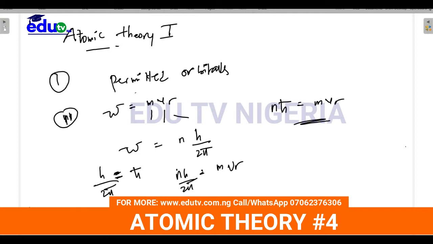In this theory, an electron can gain or lose energy only by jumping from one permitted orbit to another, thus entering a new stationary state.